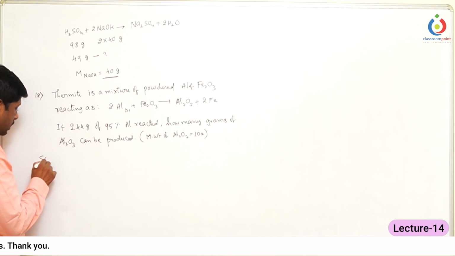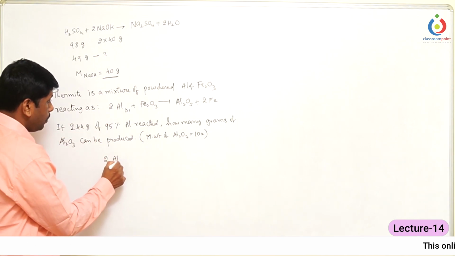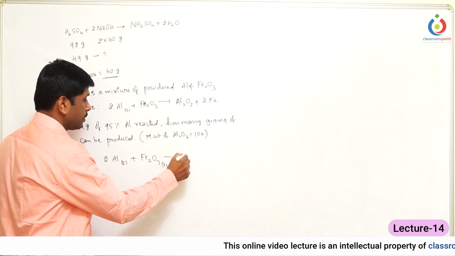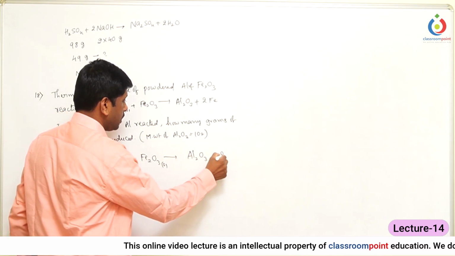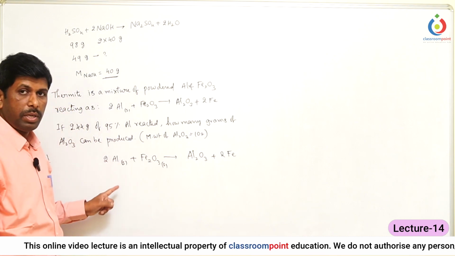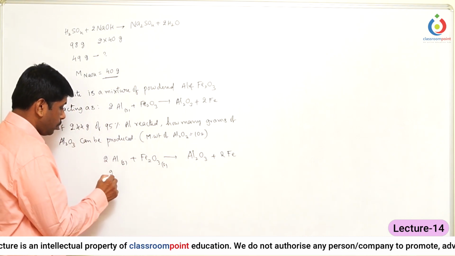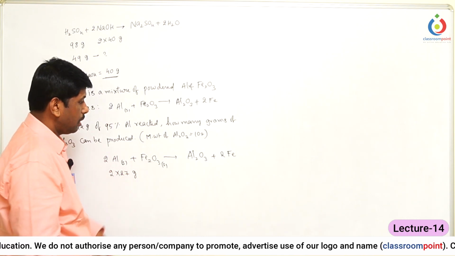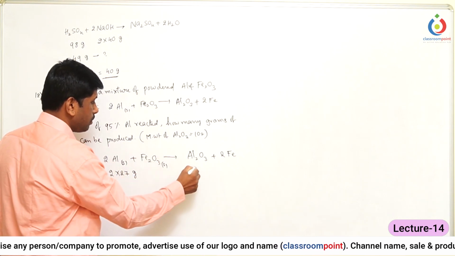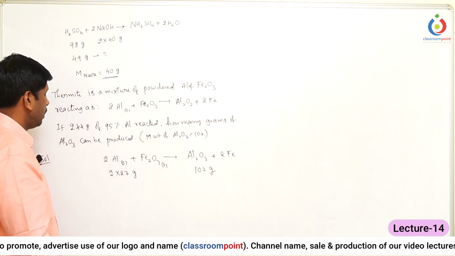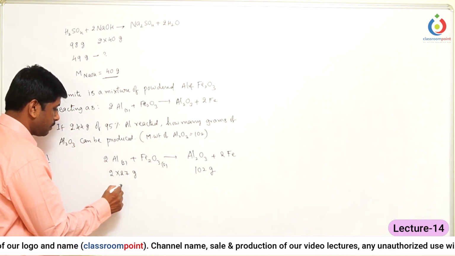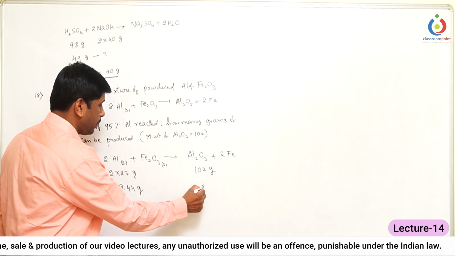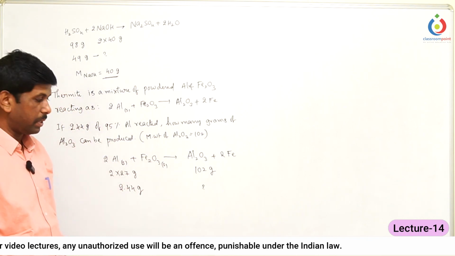So let's write down the same balanced equation once again. 2 moles of aluminum on reaction with Fe2O3 produces Al2O3 plus 2 moles of iron. Aluminum atomic mass is 27. So 2 into 27 grams of aluminum on reaction with some mass of iron oxide produces 1 mole of Al2O3. Its mass is 102 grams. Then if 2.44 grams of aluminum participates, how much could be produced? But this is not pure, it is still only 95%.